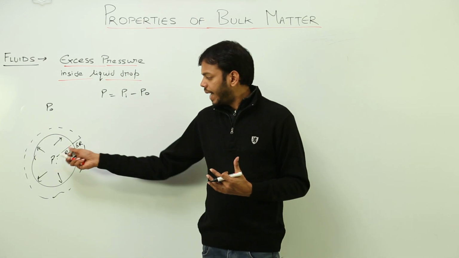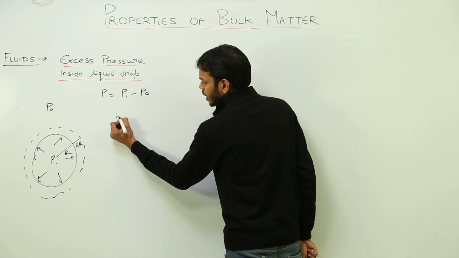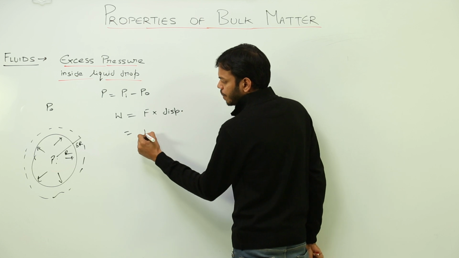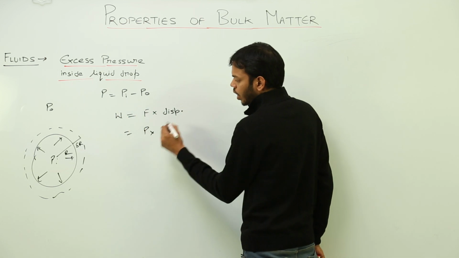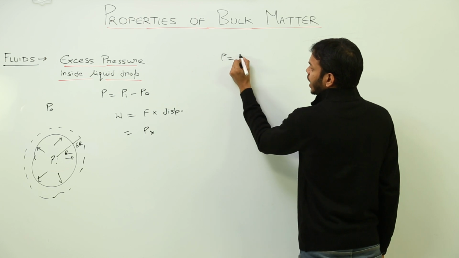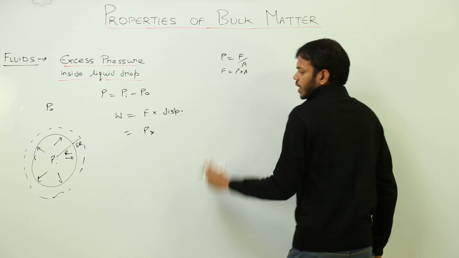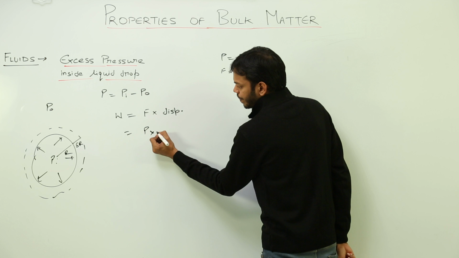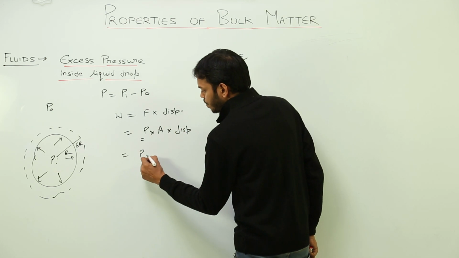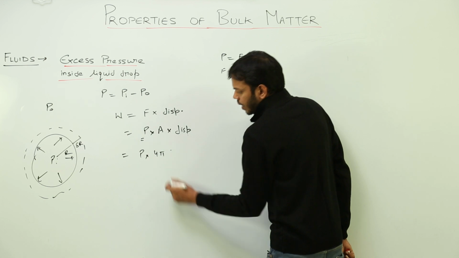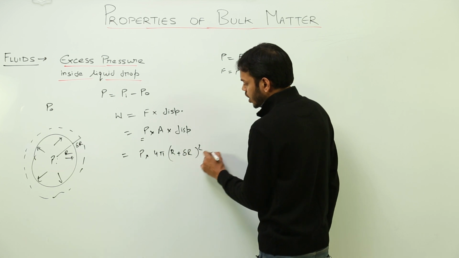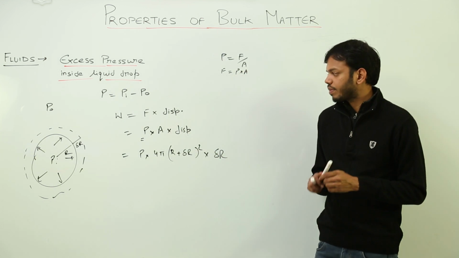So what is the work done by this pressure on the liquid drop? Work done is force into displacement. What is force? Since P is equal to F upon A, F is pressure into area. The area of this sphere, whatever the increased area is, into displacement. Mind it that this P is the excess pressure. So this becomes P into the area, which is 4 pi (R plus delta R) square, into displacement delta R, right?